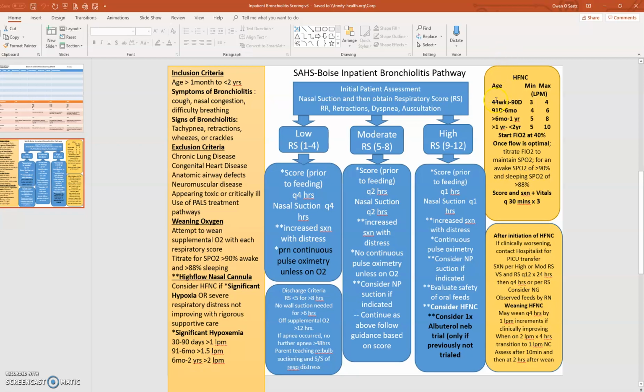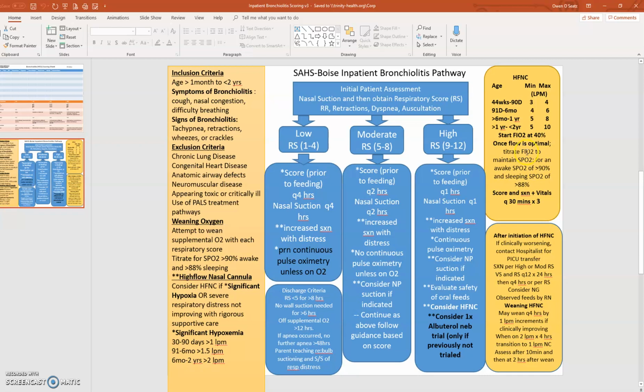So you have your age criteria here. If we had somebody who's greater than 6 months and less than a year, let's say a 10-month-old, we could start at a minimum of 5 liters per minute and move to a maximum of 8 liters per minute. Our starting FiO2 should be around 40%. We're allowed to titrate the FiO2 based on SpO2 greater than 90 for an awake child, and SpO2 greater than 88 for a sleeping child.